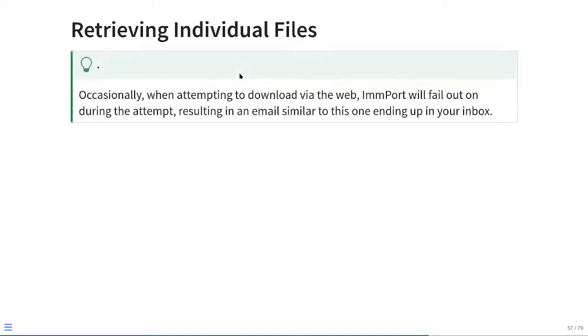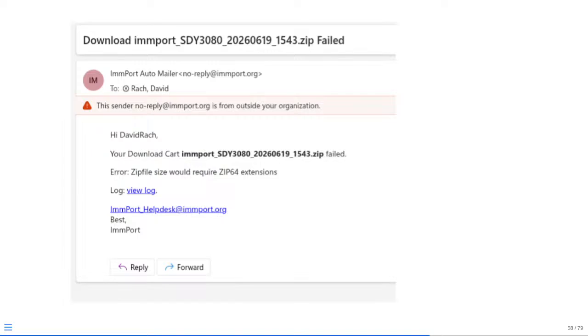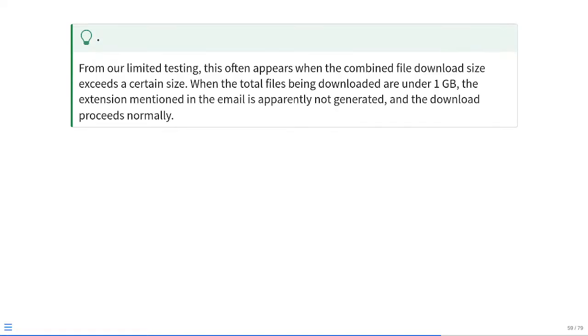So, occasionally, especially when you're trying to download via the web, ImmPort will end up failing during its attempt, and it will give you an email that's something like this one popping into your inbox, basically saying your attempt at download of the zip folder failed, and will generally give you something about zip file size would require zip64 extensions. And then it gives you access to see the log of the failure notice. So, from my limited testing this week, it often appears that this is when the combined file download size exceeds a certain size.